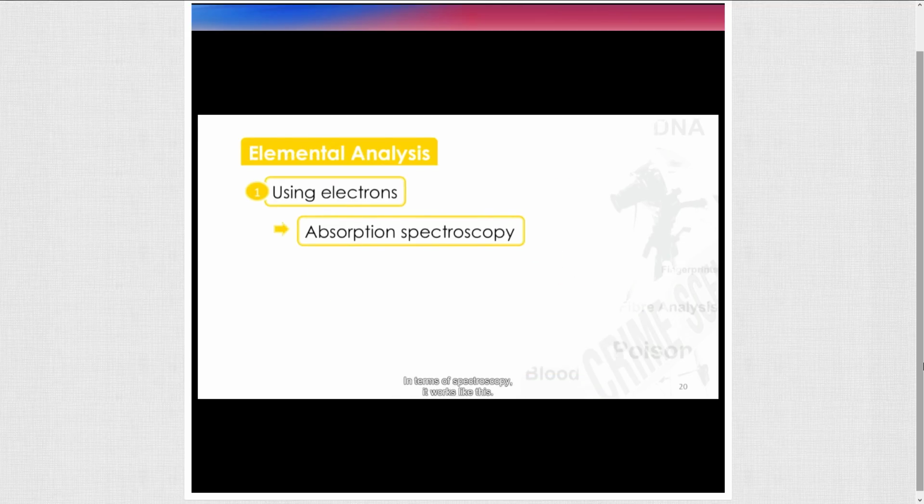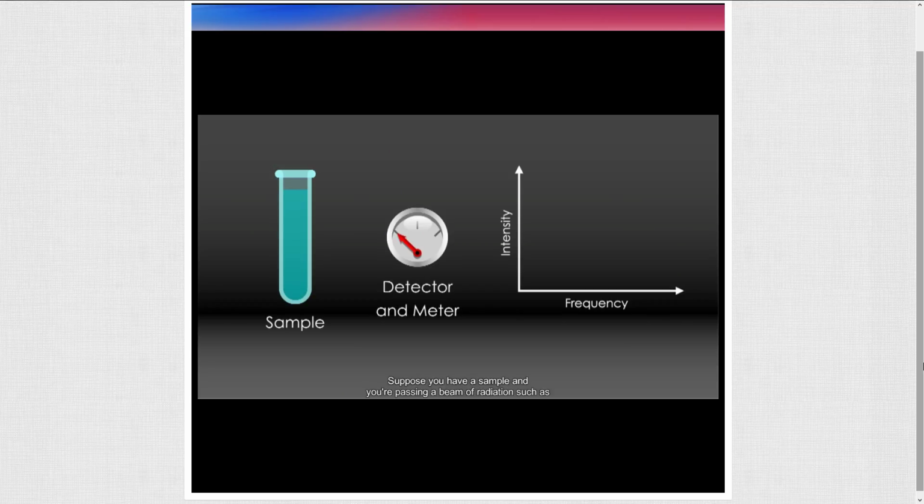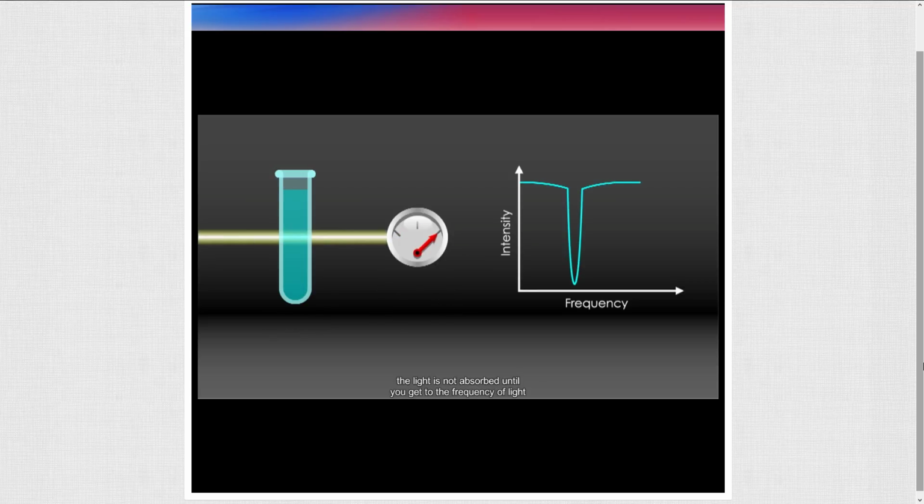In terms of spectroscopy, it works like this. Suppose you have a sample, and you're passing a beam of radiation such as light through that sample, and you have a detector on the other side. As you scan through the different frequencies, the light is not absorbed until you get to the frequency of light that matches the energy difference between those energy levels. Then the light is absorbed, and the intensity of light coming out the other side of the sample drops. And then as the frequency moves on, the energy is no longer absorbed, and the intensity of light at the detector goes back to its original value.